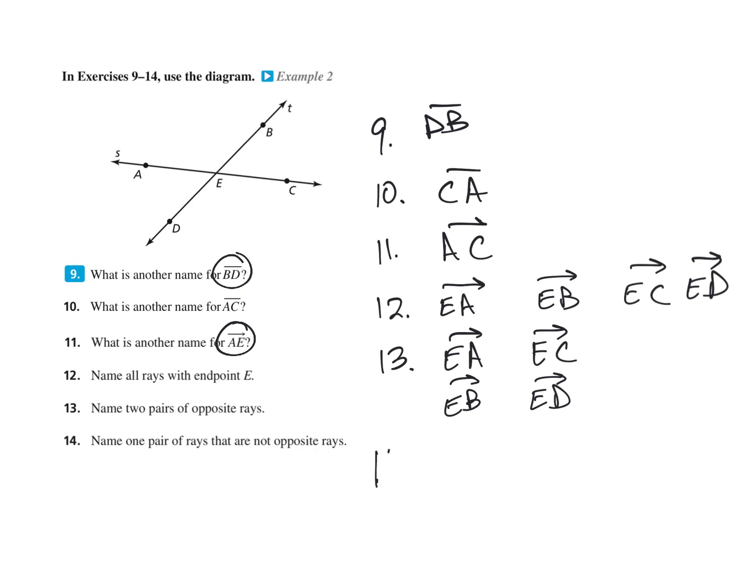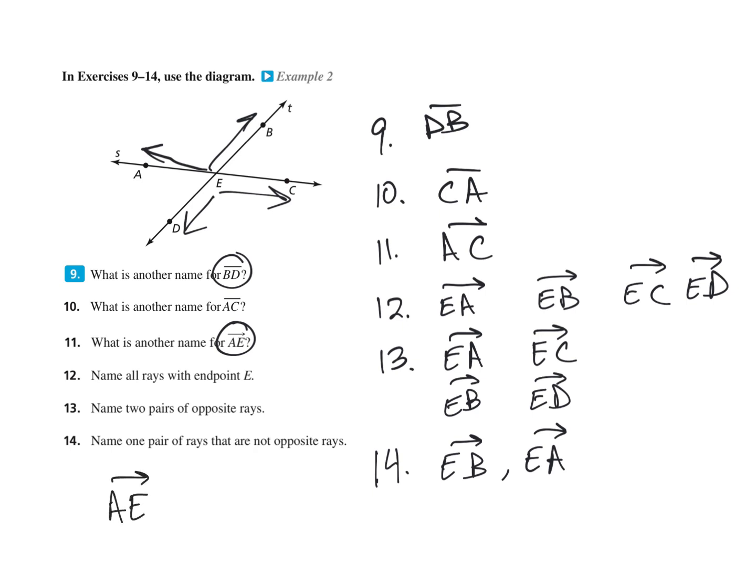And number 14, name 1 pair of rays that are not opposite. Okay, so there's a whole bunch of things here. So EB and EA are not opposite. Those are the obvious ones. Also, you could have said EC and ED, but I'll do an obscure part here. If you said AE, that is not opposite of CA. Even though they're going opposite directions, they have to have the same beginning point. Next slide.